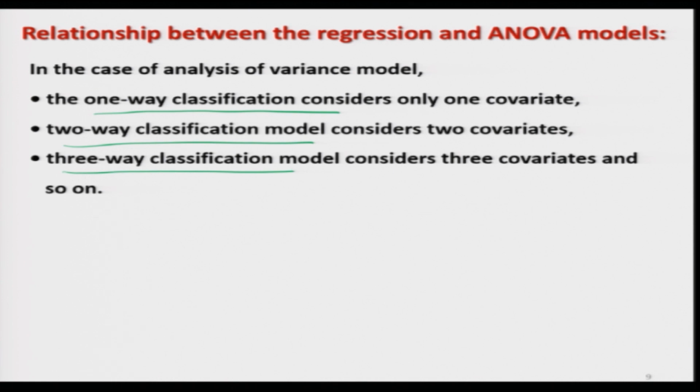So, what is the difference among these models? When we consider the one way classification model, there is only one independent variable, only one covariate. When we consider two way analysis of variance, or a two way classification model, there are two independent variables, or two covariates. And when we consider the three way analysis of variance model, or three way classification model, there are three covariates or three independent variables.